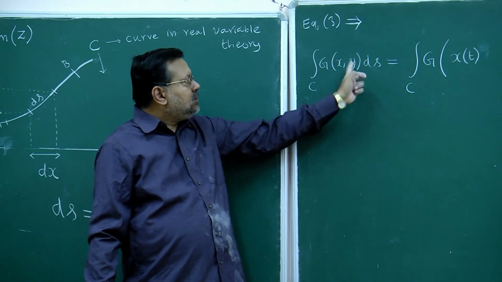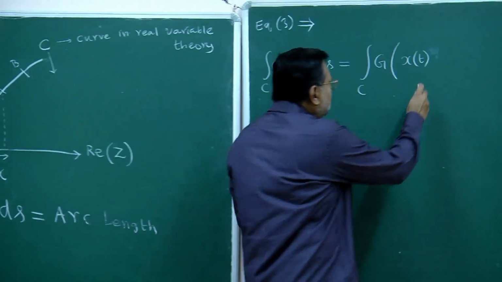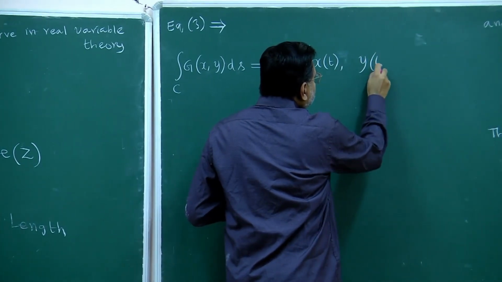So x is gone. Now similarly, y also disappeared. You are getting y of t. So therefore, you write a comma, and here you write y of t.